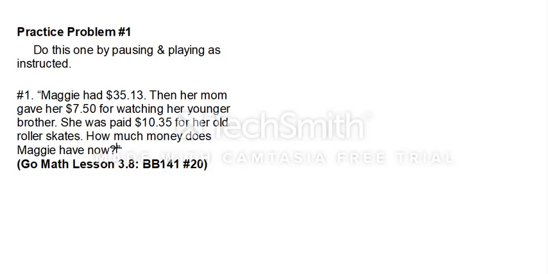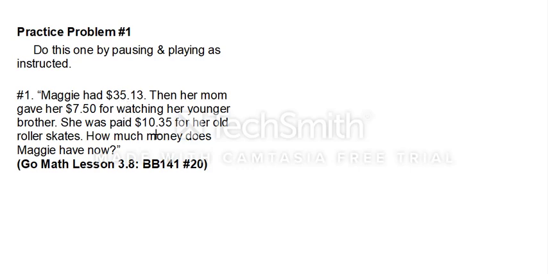Maggie had $35.13. So I know now that she started off with $35.13. Then her mom gave her $7.50 for watching her younger brother. So I know she got some money from her mom. She didn't get as much as she started with, but she got a little bit more. If I'm even thinking of rounding, I know this number is kind of close to 10. So I'm thinking this is going to go up almost about $10.